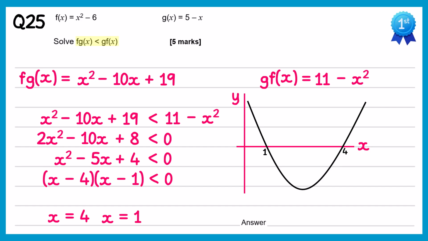We're interested in when this graph is less than 0, which is this section here, because it's below the x-axis. We just need to consider which x values give us this section of the graph. Well, the x values that give us this section of the graph are to the right of the 1 and to the left of the 4, so in between 1 and 4. So that's how we form our solution. X is in between 1 and 4.